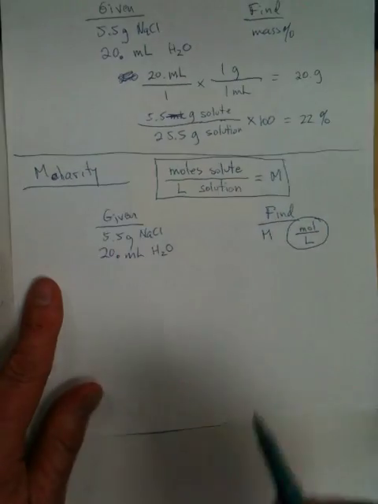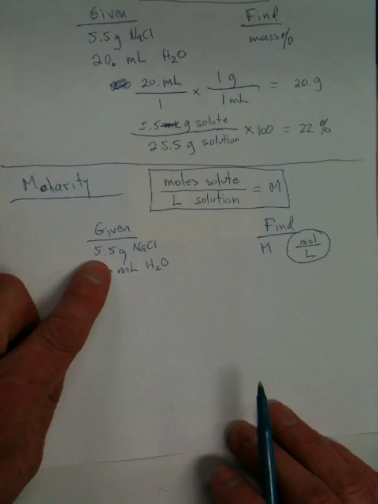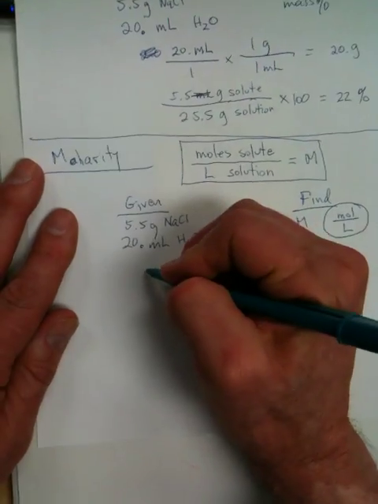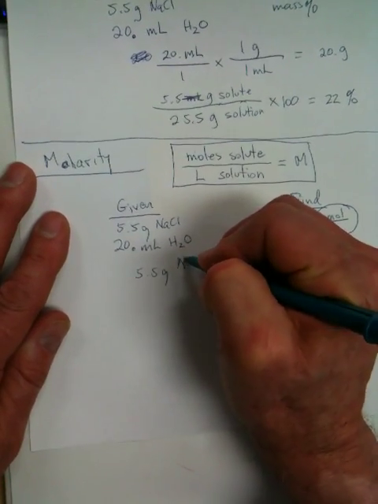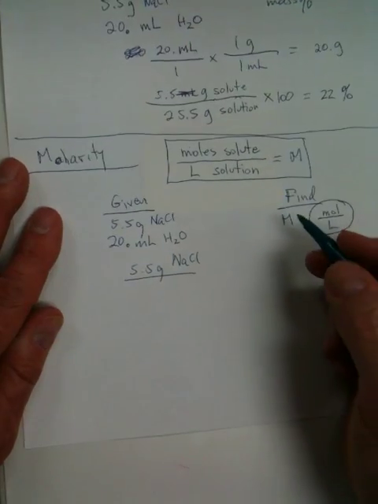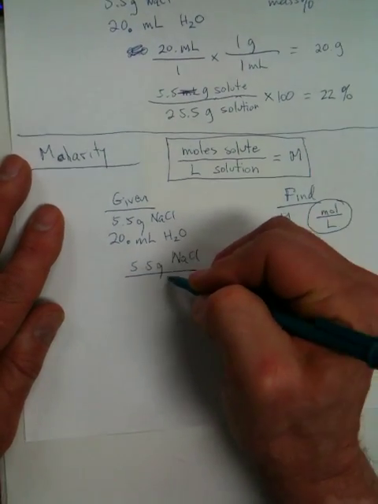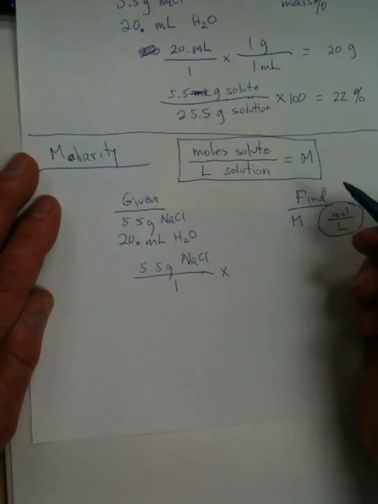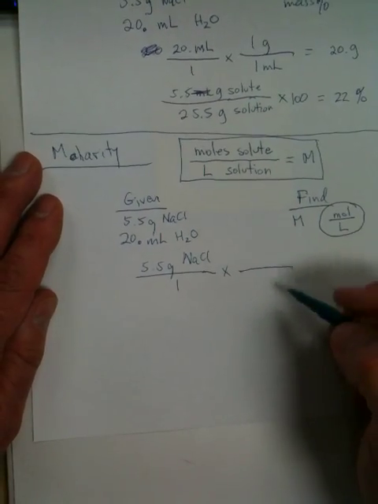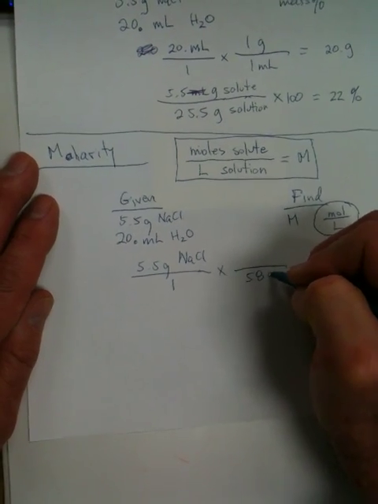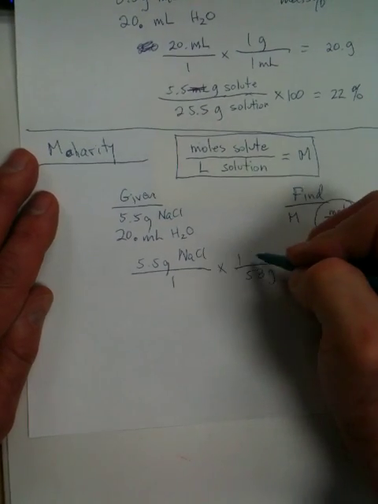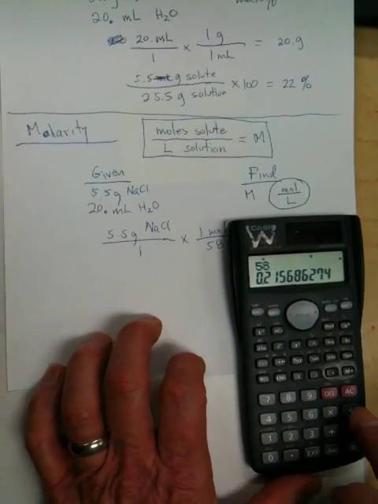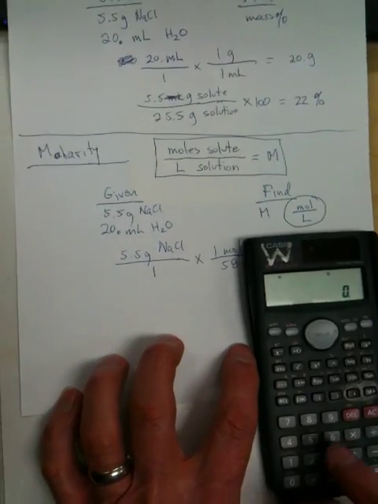Keep that picture in your mind. Okay? Now when we go to solve this, can we put our grams into moles? Is there a way to do that? Okay, and how do we do that? 5.5 grams sodium chloride over, come on, this is the given, over 1. Now, what's next? This weighs 58 grams. So what goes on the bottom of this next fraction? 58 grams. Good. 58 grams is, on the top, 1 mole.